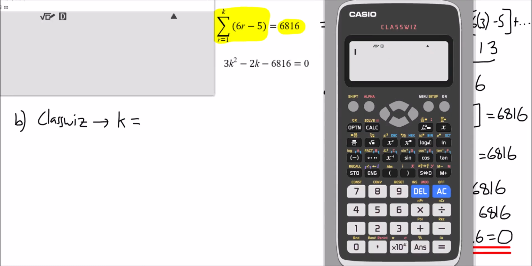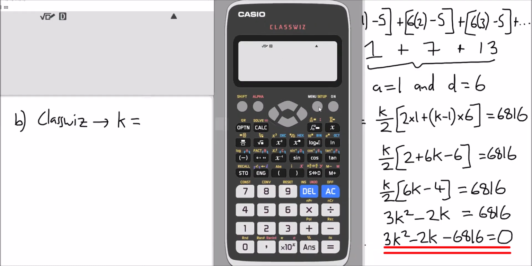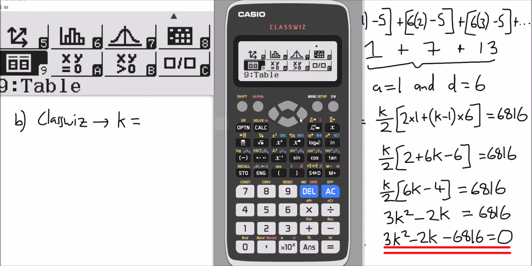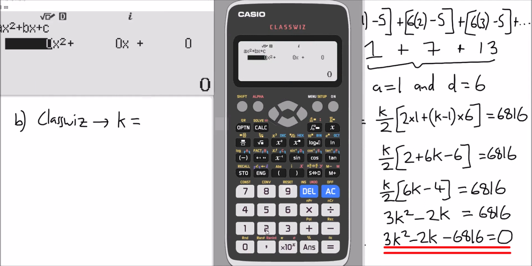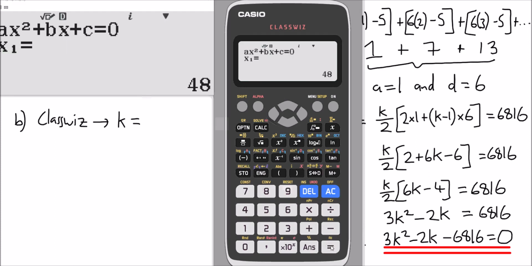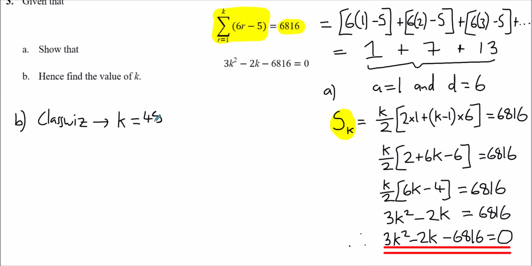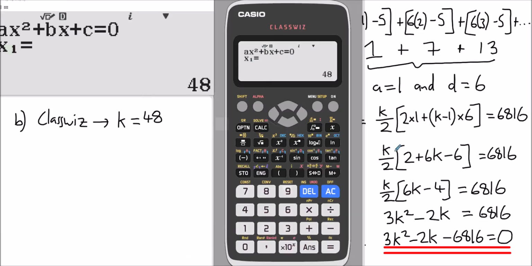So just to remind you, what we're going to do is type menu, scroll to option A, press equals, press 2 for polynomial, degree 2 because it's a quadratic. We've got 3k squared, so type in 3, then minus 2 because we've got minus 2k's, and finally the constant is minus 6816. Press equals and equals again. So the first value here is 48, sounds reasonable.